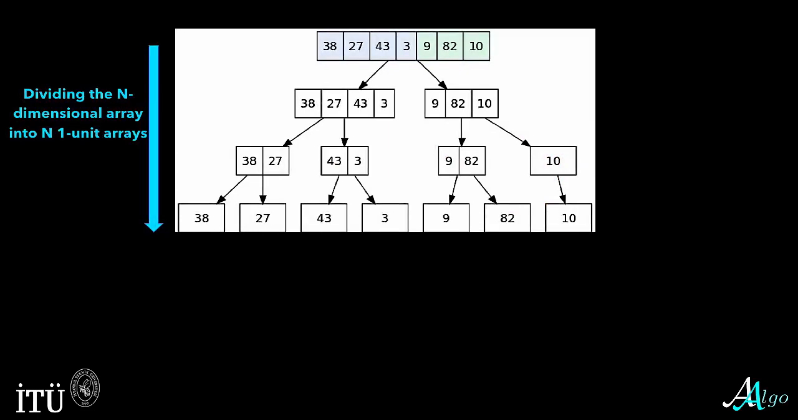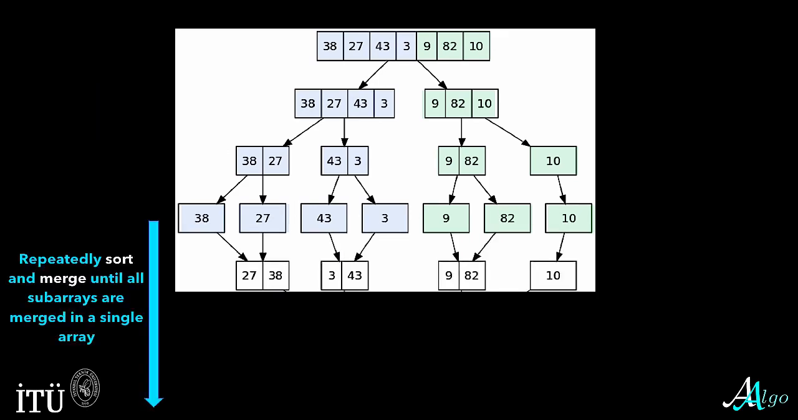And if you look at what we have here, on top we have an unsorted array that we want to sort. So we divide the n-element array into n one-unit arrays, so into n elements. We divide the left part and the right consecutively, and then after dividing, we start the sorting and merging process. We repeatedly sort and merge until all subarrays are merged into a single array, and now it is sorted. So this is what this algorithm is doing.